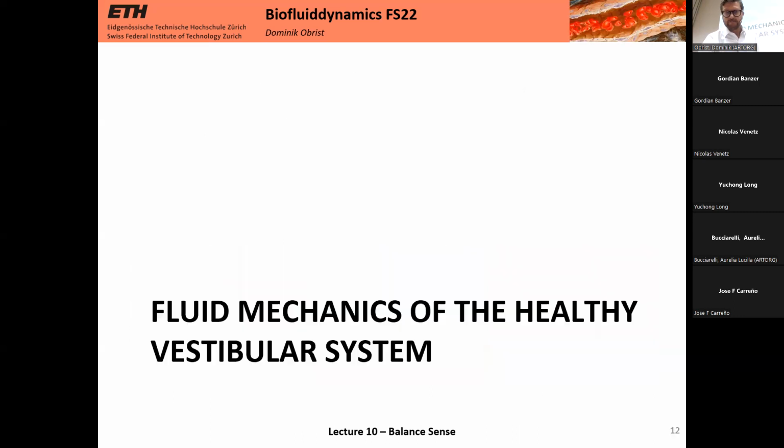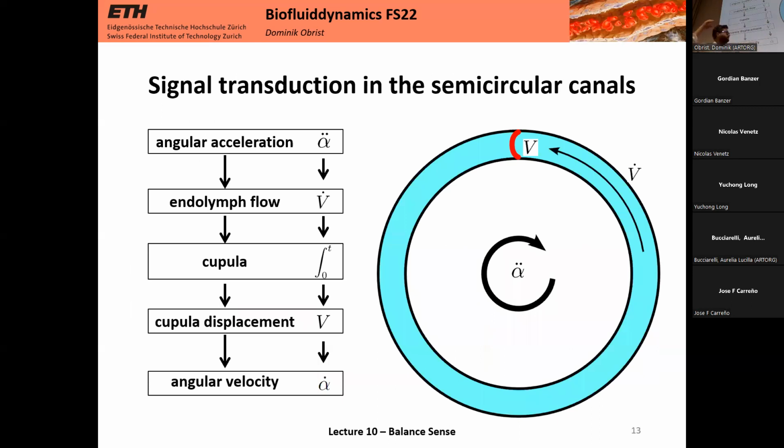Oops. So let's go on. So let's go over to fluid mechanics. How can we understand what's going on here? And first of all, I would like to go through this whole thing schematically, and mainly what we're trying to answer here is: how can it be that this thing is sensing velocity and not acceleration? How does it sense the velocity?